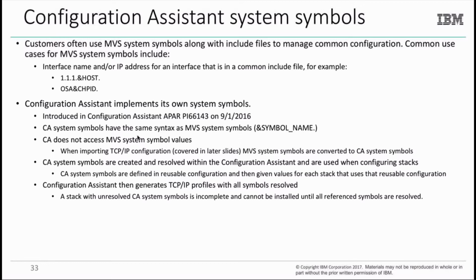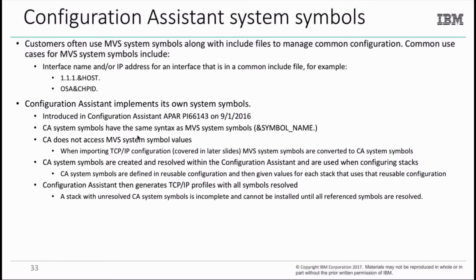Configuration Assistant does implement its own version of system symbols. We shipped APAR PI66143 in September of last year that added support for Configuration Assistant system symbols. They're similar to MVS system symbols. They use the same syntax: ampersand, symbol name, dot. It's important to understand that Configuration Assistant does not access the IEASYM table. It does not access MVS system symbols. Configuration Assistant system symbols are independent.